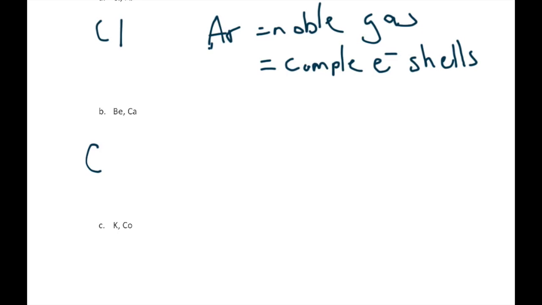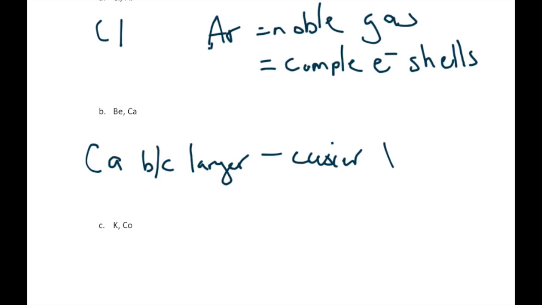So since calcium is in a lower row, that will have the smaller energy because it's larger, thus easier to remove an electron. Okay. Beryllium will hold on to those valence electrons much more tightly, so it's harder to remove from a beryllium.